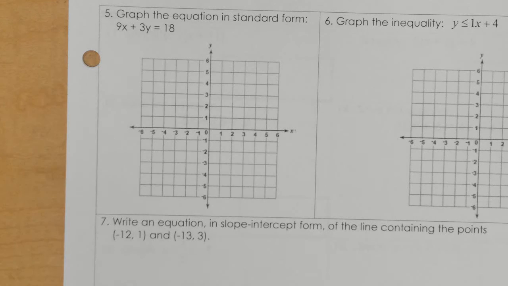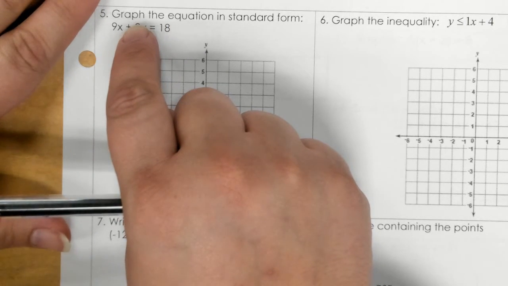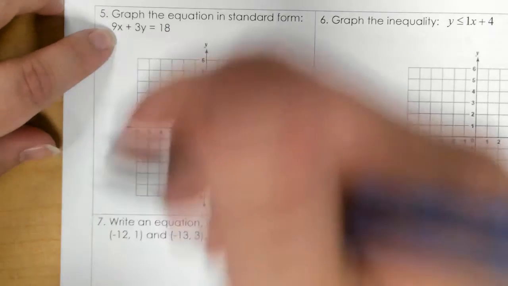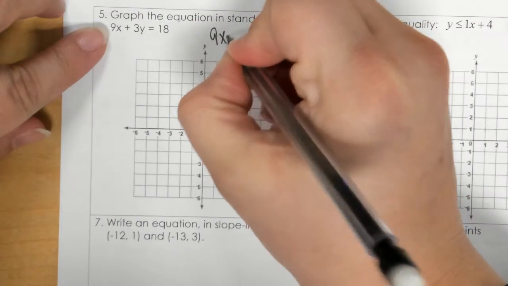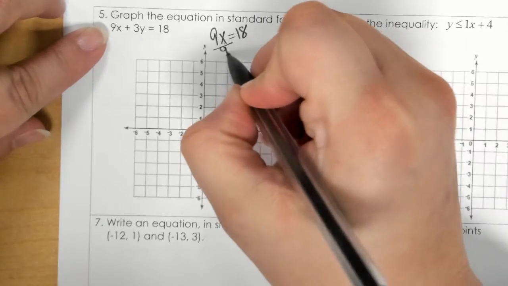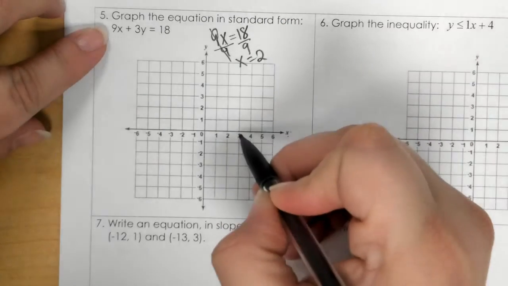In number 5, this says graph the equation in standard form, and so we're going to do the cover-up method. So if I want to find x, I cover up y, and I say 9x equals 18. So I divide by 9, and I see that x would be 2. And so on the x-axis, I put a point at 2.